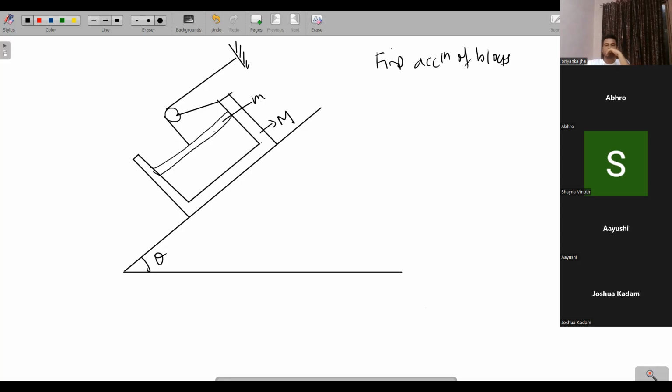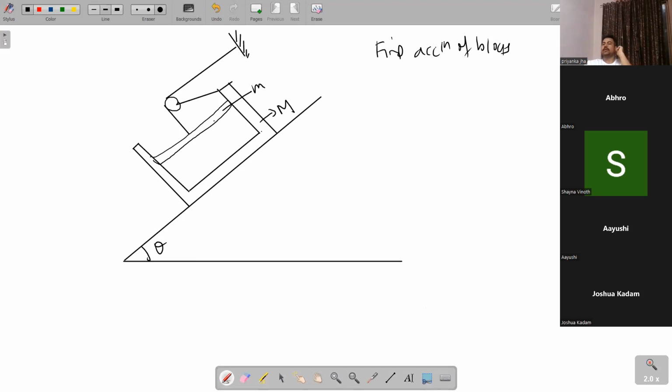So do we have to differentiate here also? Because a string is involved here. So you have to use a string constraint as well.